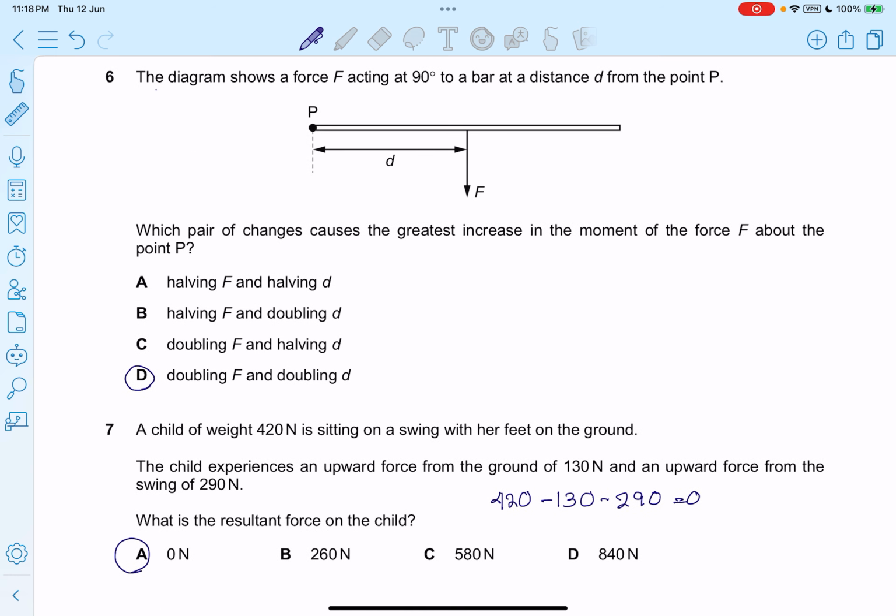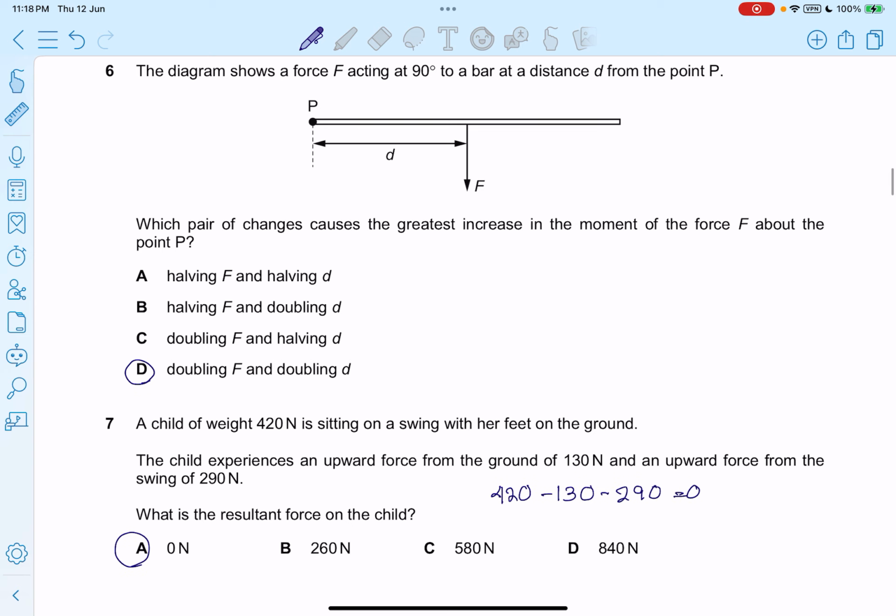Number 6, the diagram shows a force F acting at 90 degrees on a bar at a distance D from the pivot P. So the image already shows what they described. Which pair of changes causes the greatest increase in the moment of the force F about the point P? So they want the greatest increase in the moment.